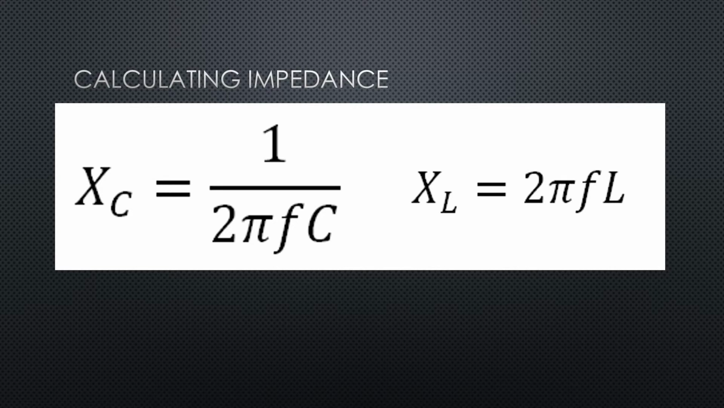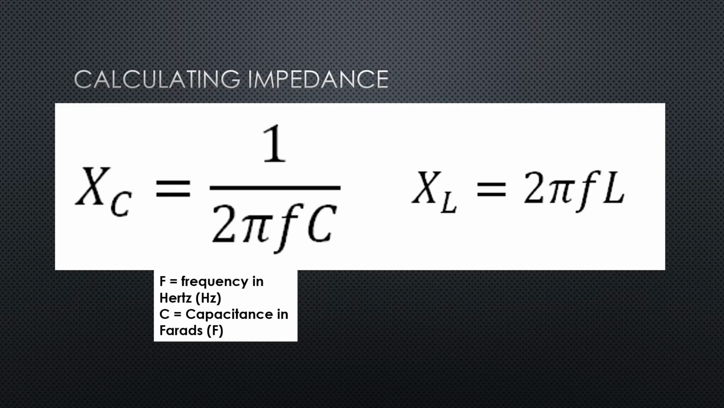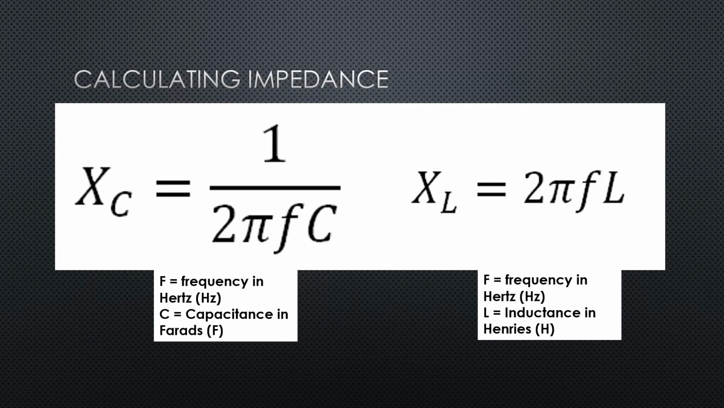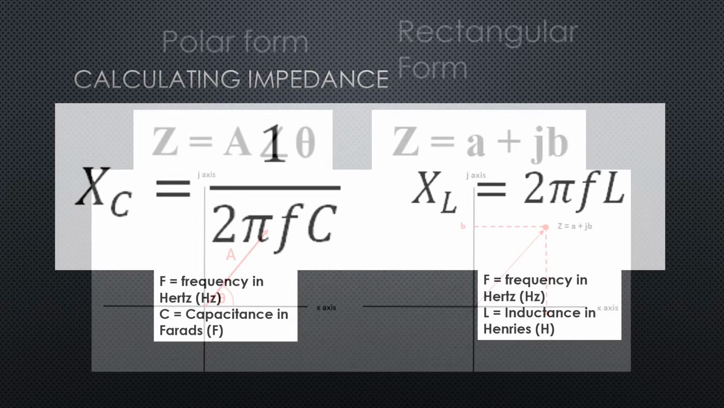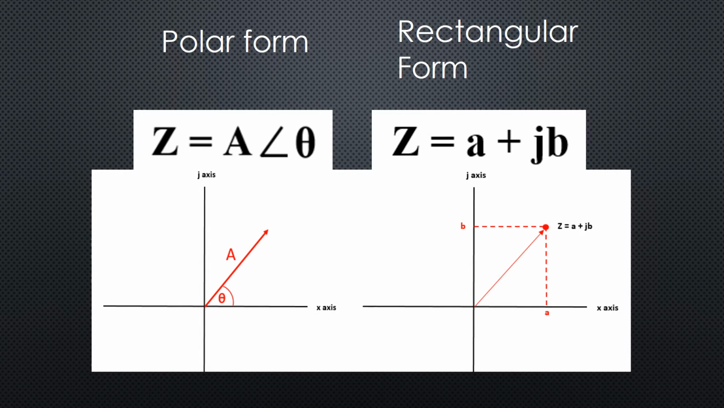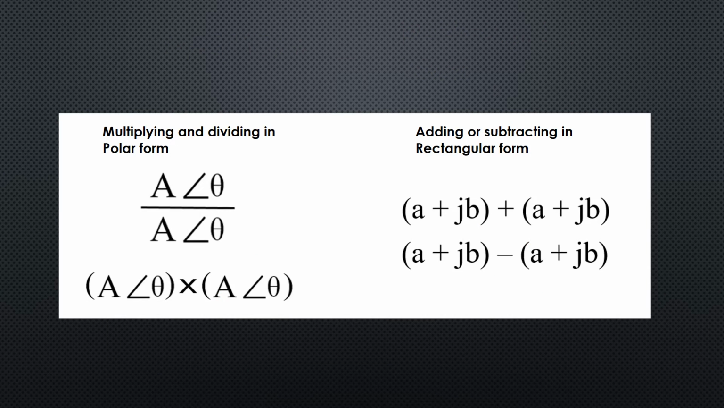For capacitors, impedance, Xc, is equal to 1 on 2 pi Fc, where F is the frequency in Hertz, and C is the capacitance in farads. For inductors, impedance, Xl, is equal to 2 pi Fl, where L is the inductance measured in henries. Impedance can be represented using polar form or by rectangular form. When multiplying or dividing impedances, polar form is used, and when adding or subtracting, rectangular form is used.